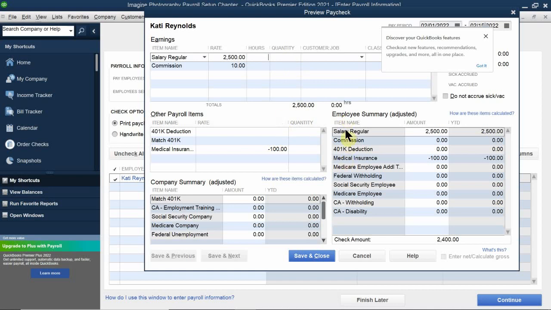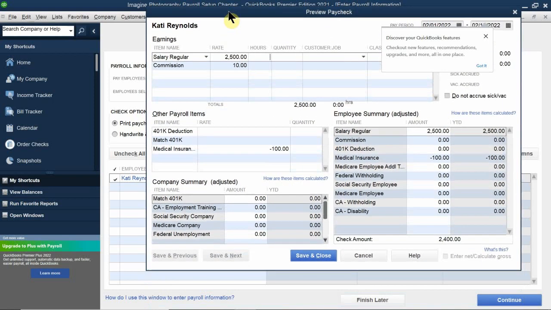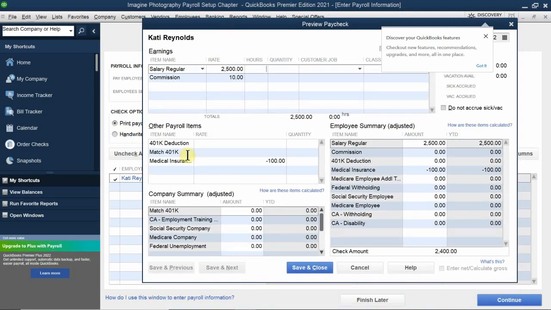After salary, the next one is commissions, which she earned $0. The next one is the 401k deduction. We talked about this, and we have to set this up manually. Because it's already set up in our payroll, we do have to manually enter it in each paycheck as well. The rate for the deduction is going to be -4%. Make sure you put that percentage.